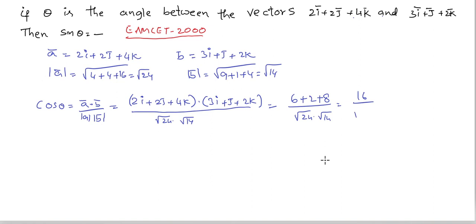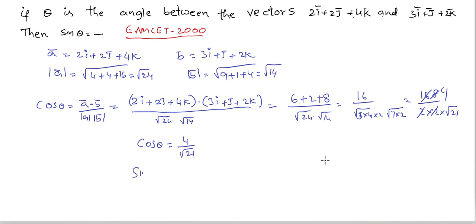root 24 is written as 6 into 4, and 14 is 7 into 2, that is equal to 16 by 2 into root 6 into root 2 into root 7, that is 2 into root 21, that is equal to 8 by root 21. Here 2 times cancelled, therefore cos theta is equal to 4 by root 21.